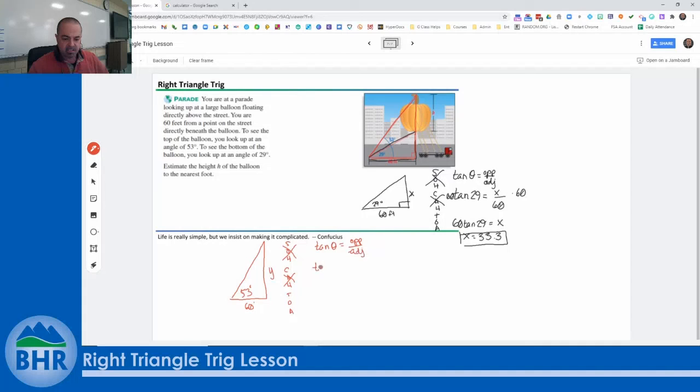So the tangent of 53 degrees is equal to the opposite, y, right? Because in order to get to the y, I need to go across my triangle, over the adjacent, which is 60. So just like we did before, we're going to multiply 60 times the tangent of 53. So 60 times the tangent of 53 is equal to y.